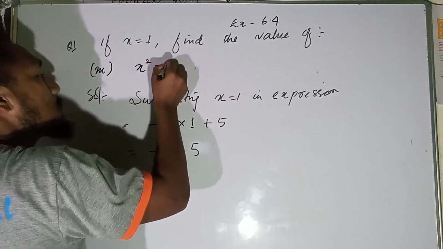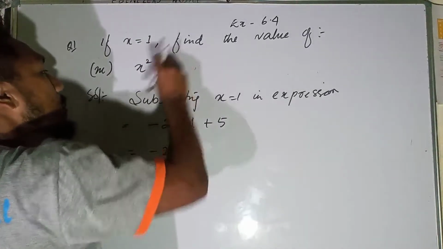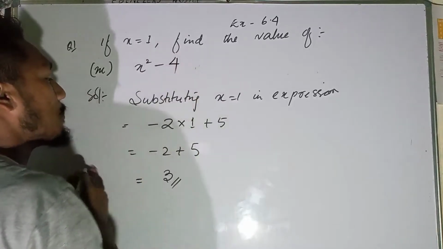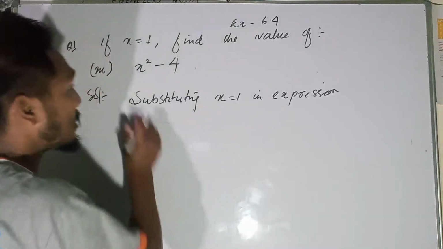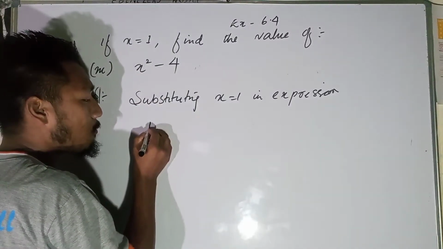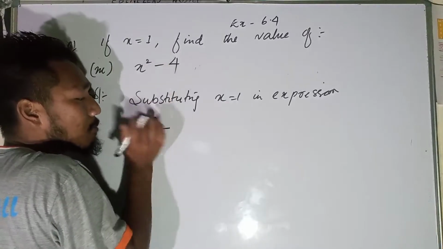X squared minus 5. If I'm not wrong, x squared minus 4. I'm sorry, x squared minus 4. This is our Roman number 2. So Roman number 2, what is it? X squared. That means in place of x only we are going to put 1. Squared is still there, we have to put the values.